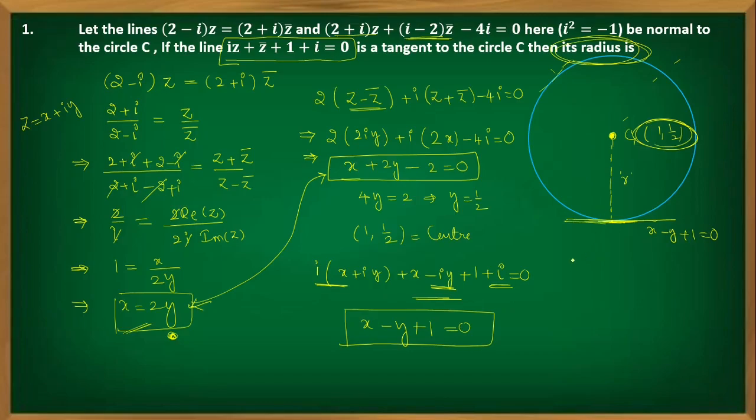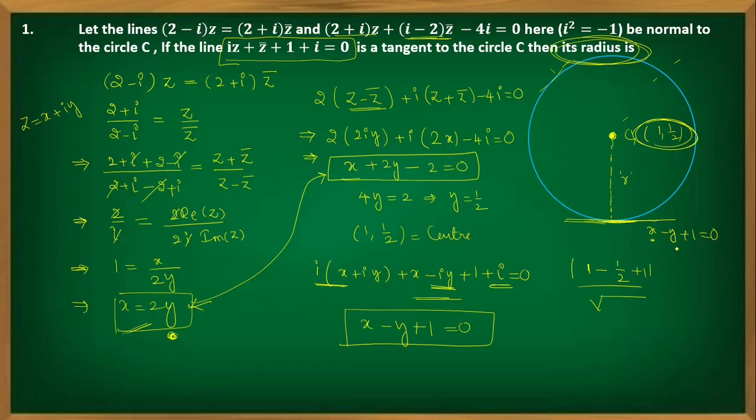I'm expecting that you know this formula. Modulus of (a·x1 + b·y1 + c) by root of a² + b². That is the formula you have. So modulus of (1 − 1/2 + 1) by root of a² + b².